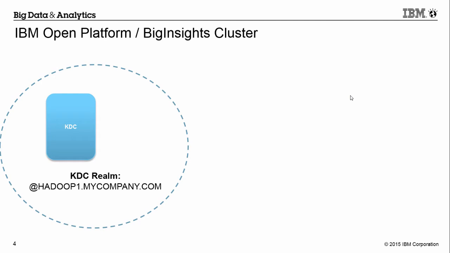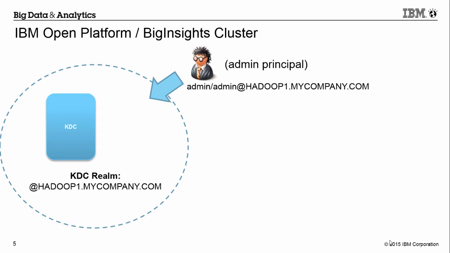And then we're going to establish what's called a KDC Realm. The Realm is simply the domain over which the KDC will operate. Now the Realm can be any name that you choose. In my case, I have an existing example where my company is called mycompany.com, and this is my first Hadoop cluster, and this KDC will have authority over this domain called hadoop1.mycompany.com.